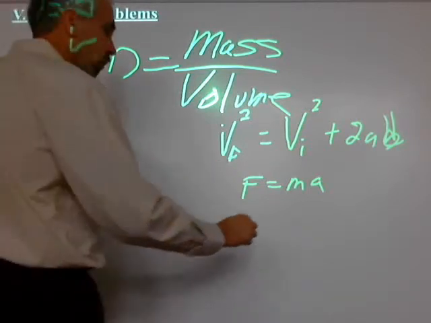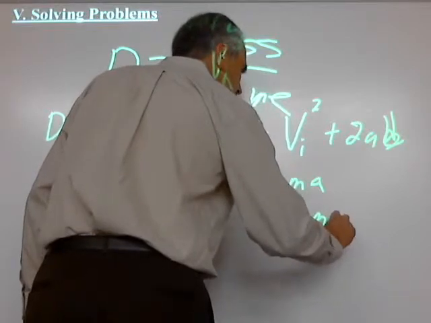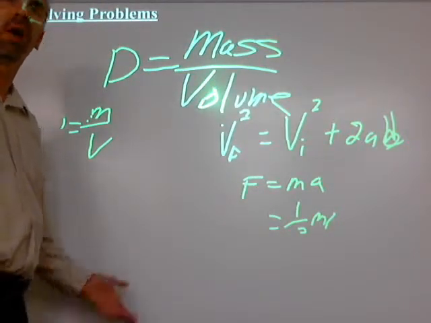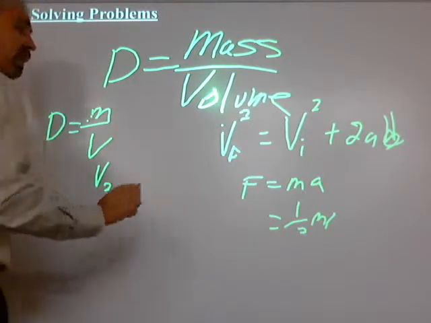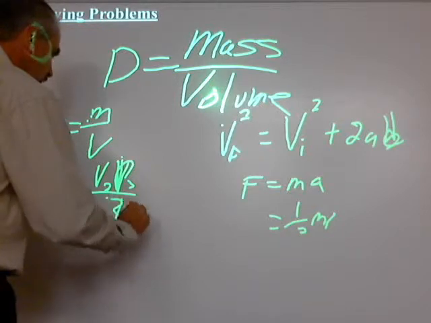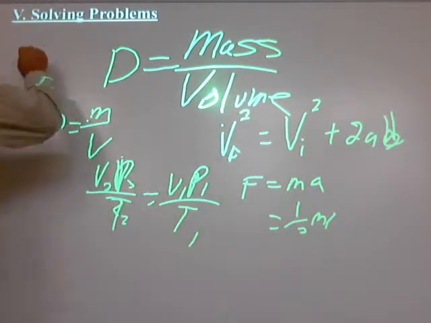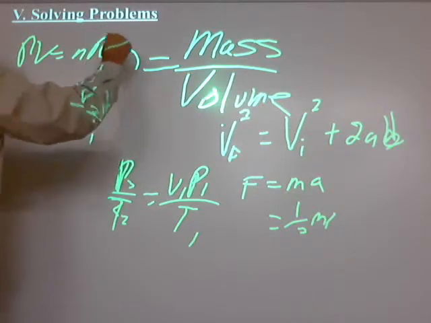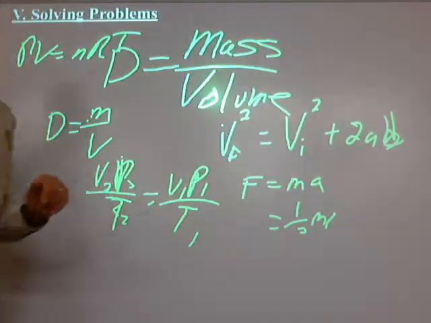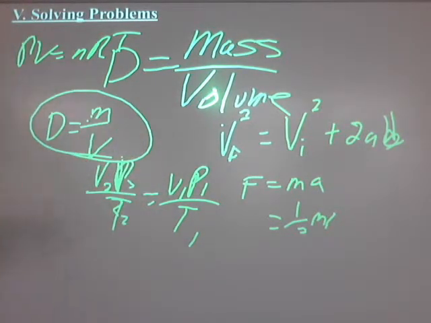You're going to get formulas for energy, like 1/2 m... I forget the formula for energy. In my class, I'm not physics though. V2 P2 over T2 equals V1 P1 over T1. You're going to get PV equals nRT. These are much more complicated formulas, and you can't just plug and chug like you could with a very simple one like this.